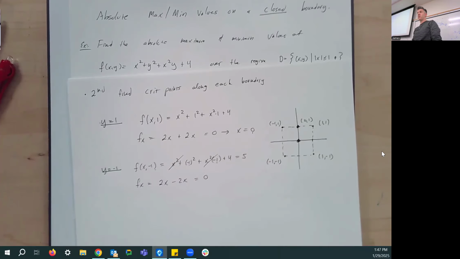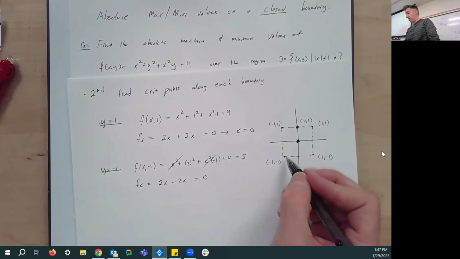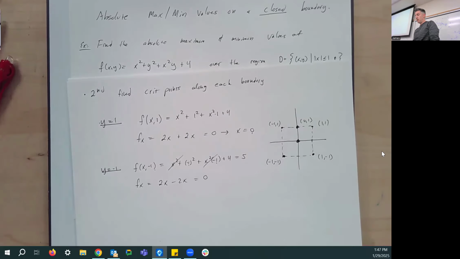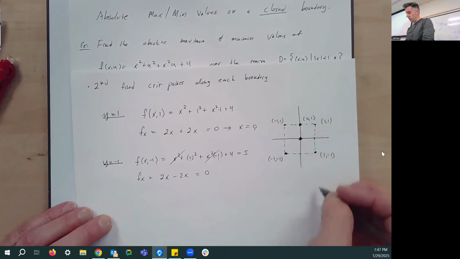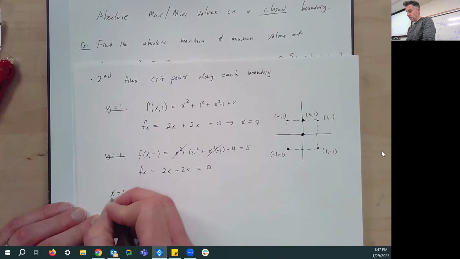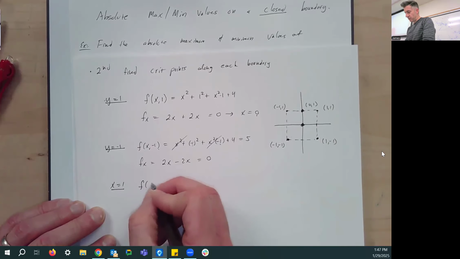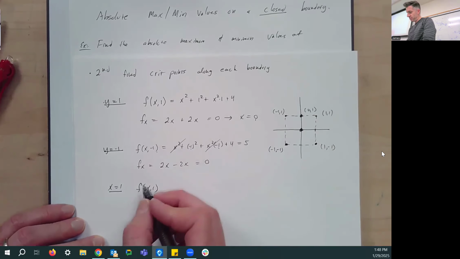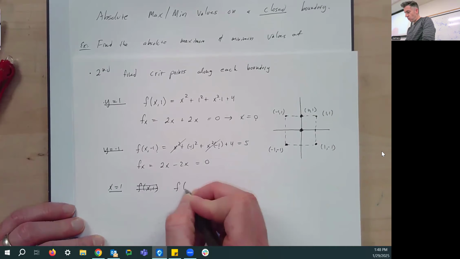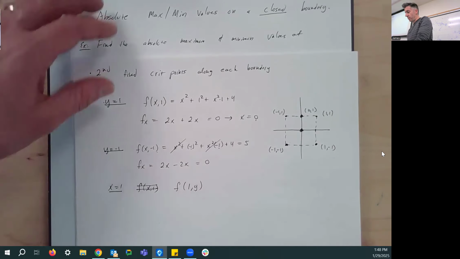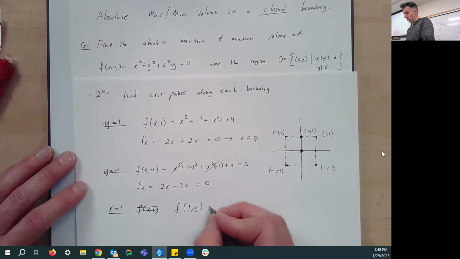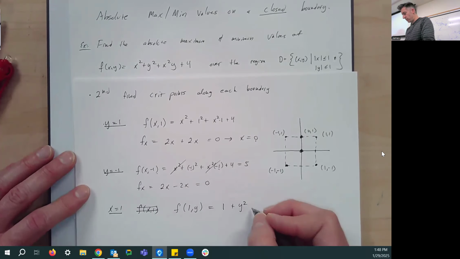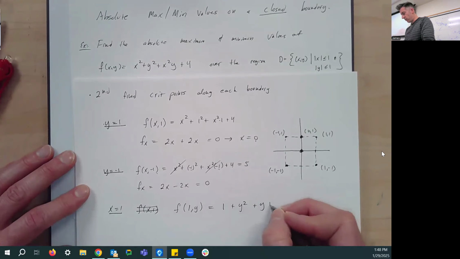So we don't really have any extra critical points there. We're still going to end up checking the endpoints though. And then we're going to check x equal to 1. So plug in 1 for x, I get f of 1 comma y. Go back to my function here. That's going to equal 1 squared plus y squared plus 1 squared times y plus 4.